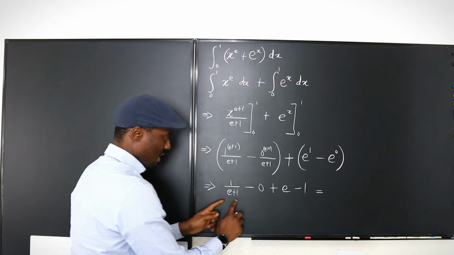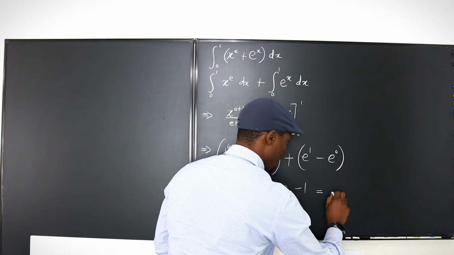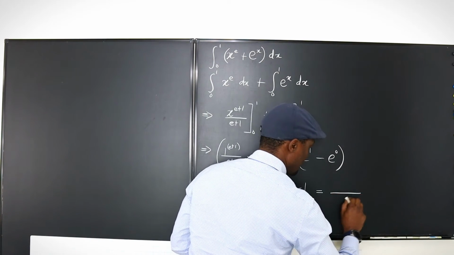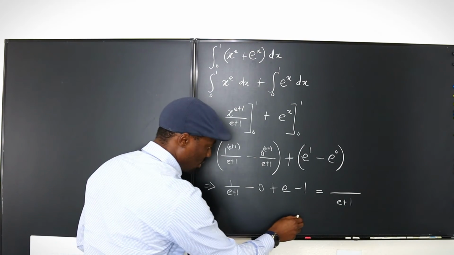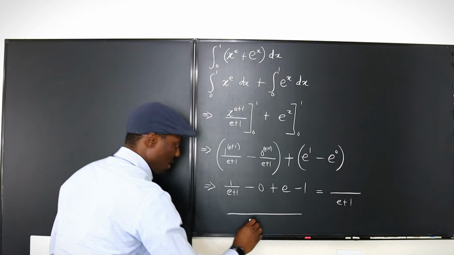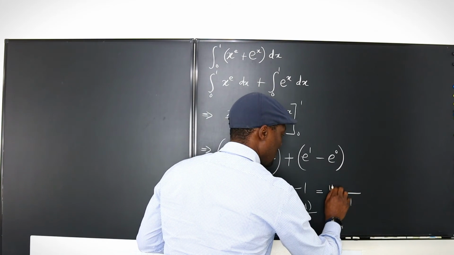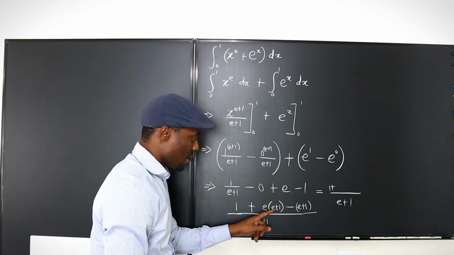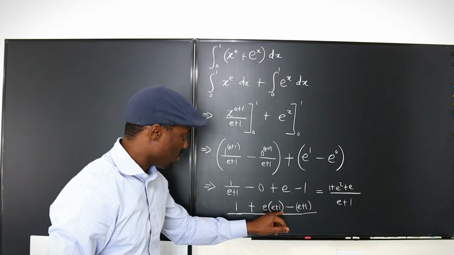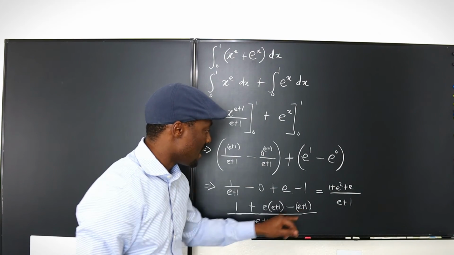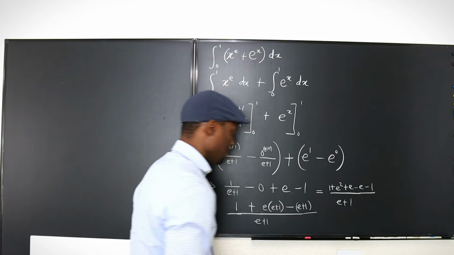Well, the way you see it, our least common denominator is going to be e plus 1, so I'm going to do that. Okay, let's do it here first. So we're going to have e plus 1, okay, and this is going to give us 1 plus e squared plus e, and then I'm going to have minus e minus 1.